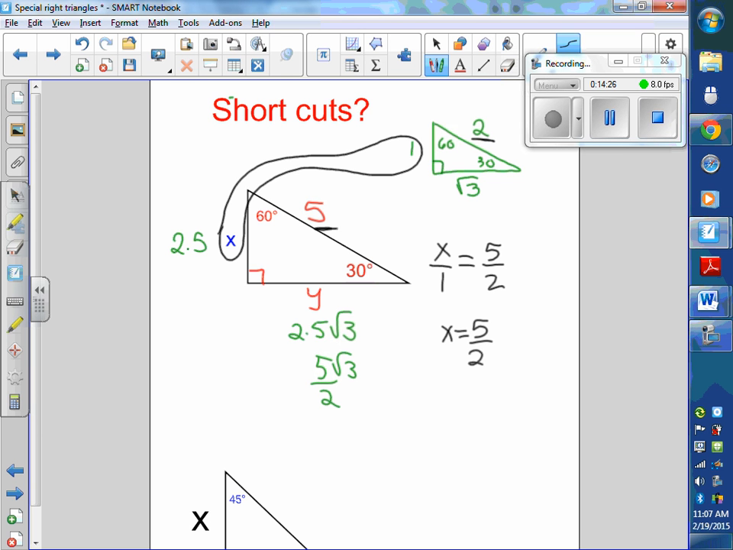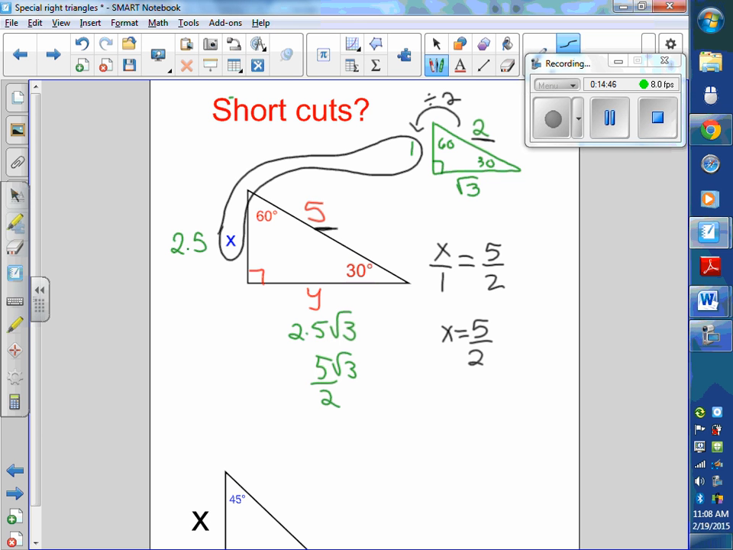You don't have to write anything down for that, because the relationship between the short leg and the hypotenuse is a 1 to 2 ratio. From the hypotenuse to the short leg, you're always dividing by 2. You're just cutting in half. You can see that? Okay.